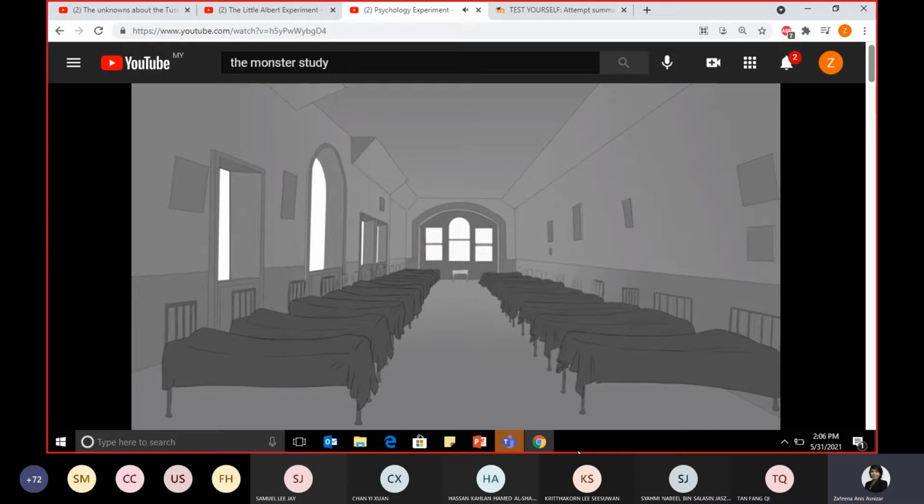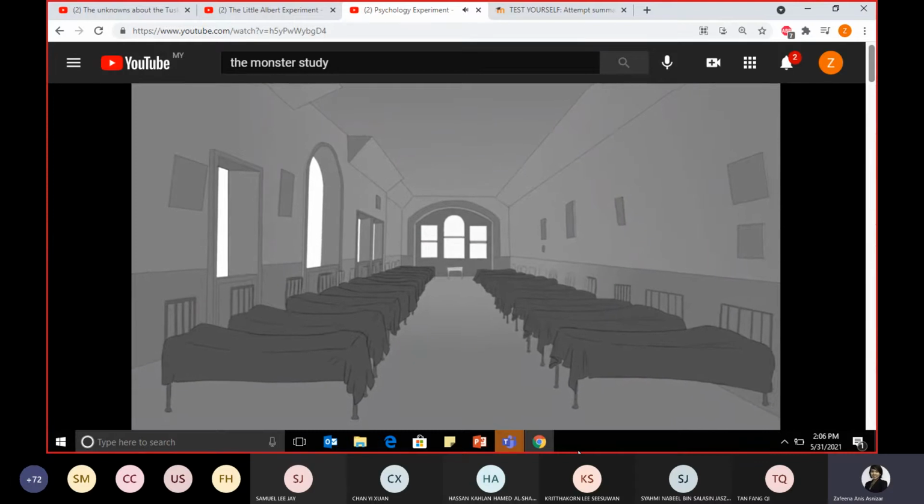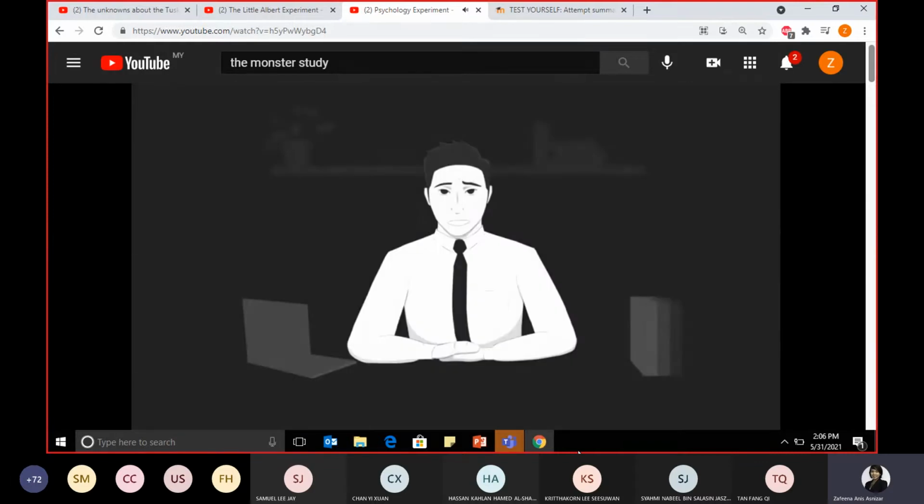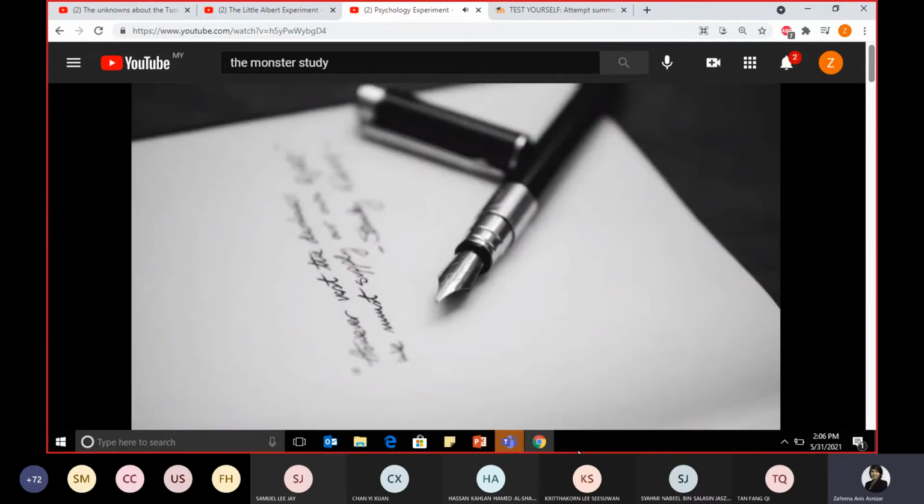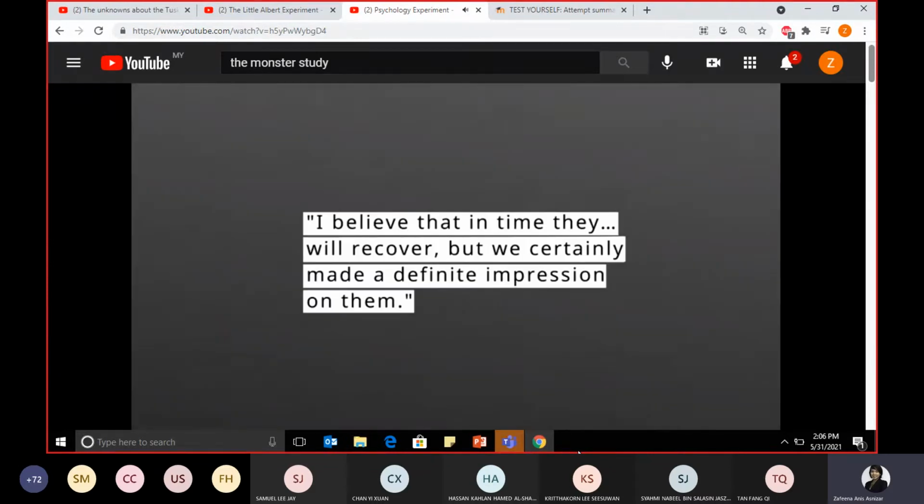She told the branded stutterers that they did not stutter after all. The impact, however well-meaning, was questionable. She wrote to Johnson about the orphans in a slightly defensive letter dated April 22, 1940. "I believe that in time they will recover, but we certainly made a definite impression on them."